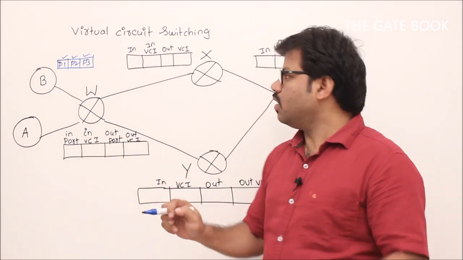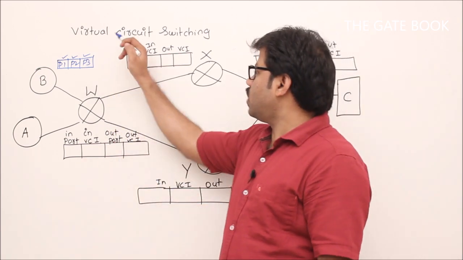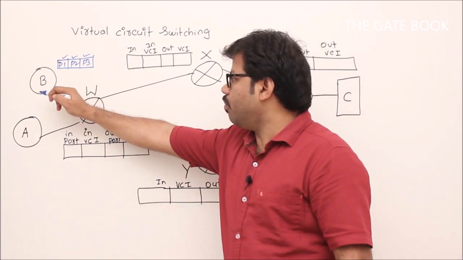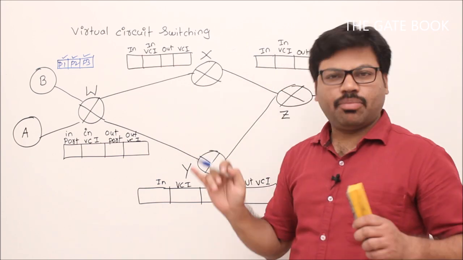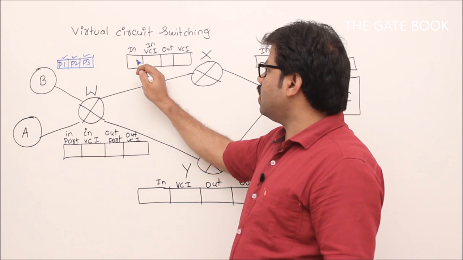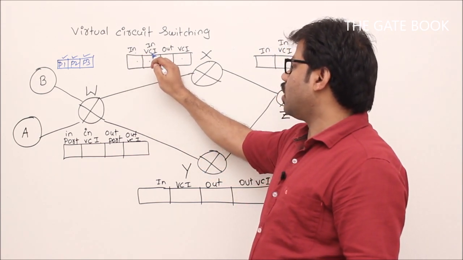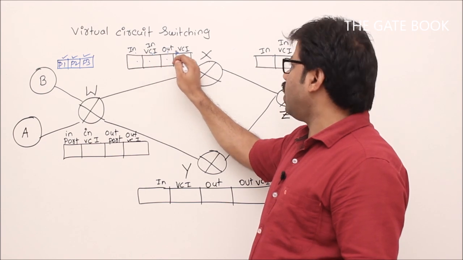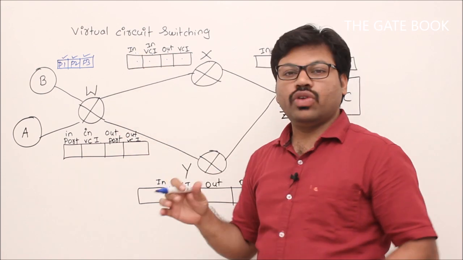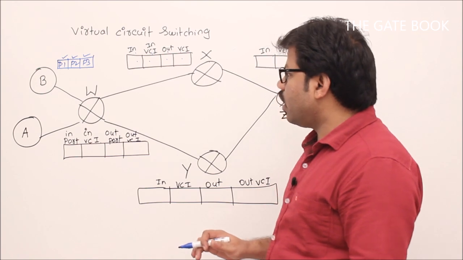In packet switching, P1, P2, P3 went randomly, right? But now in virtual circuit switching, B is going to establish a circuit from B to C. How it happens, we will see. For that, every router will have this data structure: incoming port, incoming virtual circuit identification number, outgoing port, and outgoing virtual circuit identification number. Using that, they are going to uniquely identify the path. Before that, I would like to tell you one more thing.